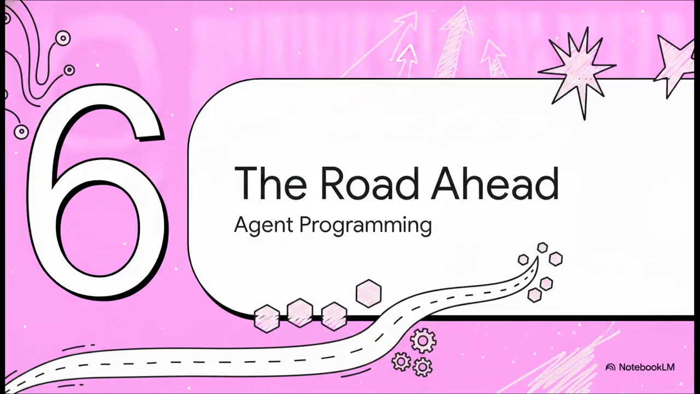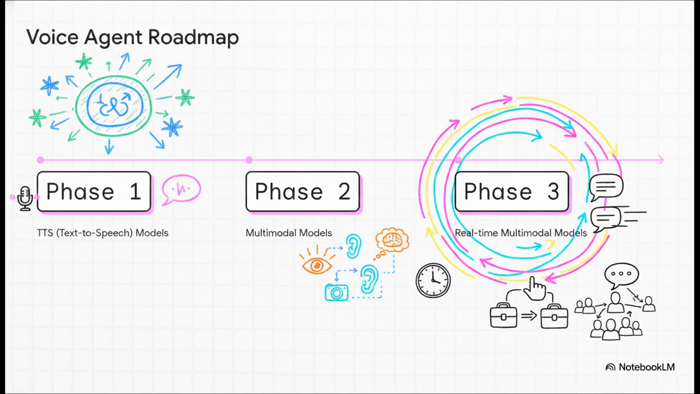Section 6. The road ahead. Agent-oriented programming. So, where is all of this going? Well, AgentScope isn't standing still. The core development team is aggressively pushing agent-oriented programming into real-time voice and multimodal interactions. They're moving from Phase 1, which integrates standard text-to-speech models, right into Phase 2, which enables agents to reason over multimodal inputs like images and audio.